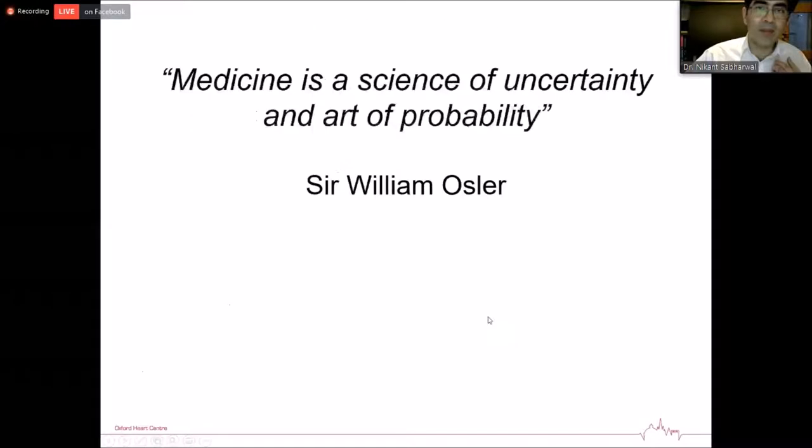important. I'm going to leave you with this quote from a very famous physician who worked in the UK. Medicine is a science of uncertainty and the art of probability. Thank you very much.